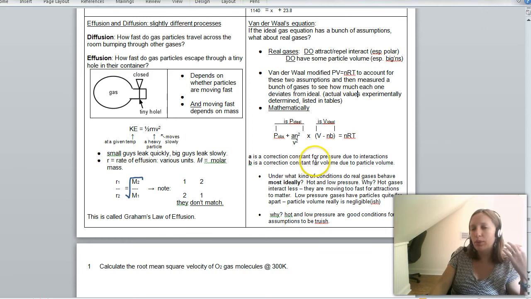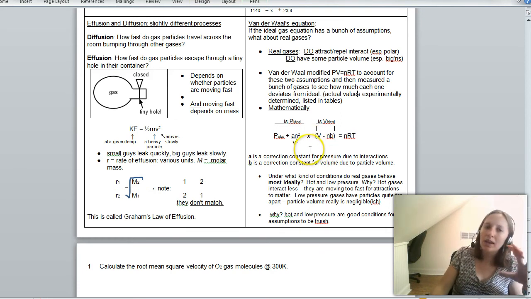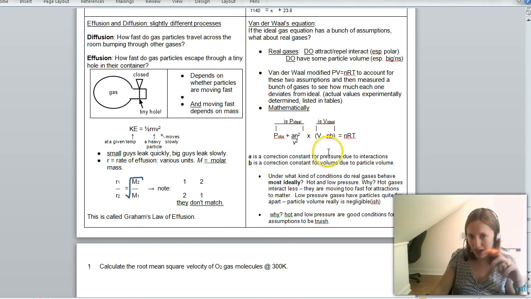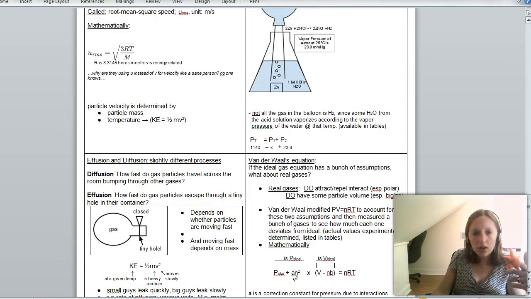So what's important really for this concept is when are gases behaving ideally, and when are the gases behaving strangely, and when are they most like an ideal gas. The condition under which a real gas is most similar to an ideal gas is when it is hot and when it is low pressure. And the reason is because when a gas is hot, the particles are moving really fast. That's because of this formula up here.